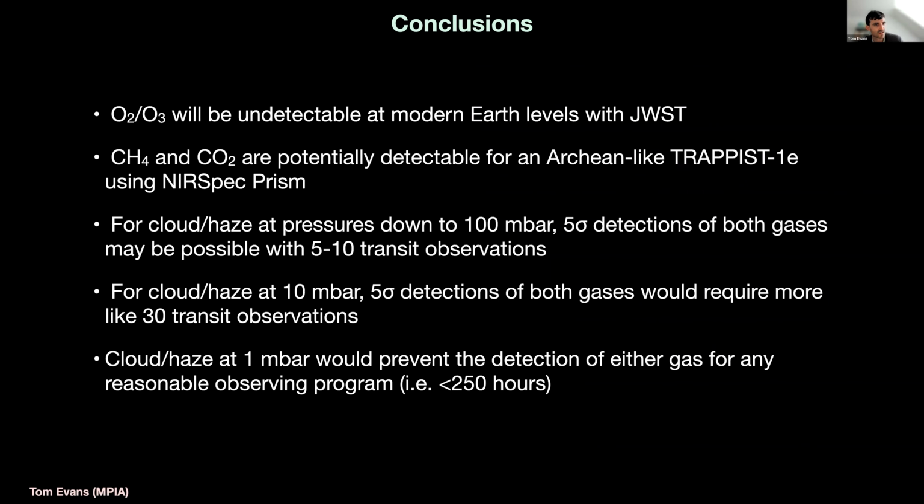But if there is cloud or haze at around 10 millibar, which is where photochemical haze might start becoming significant, then 5 sigma detections of both these gases would require more like 30 transit observations. Whereas if you've got cloud or haze at 1 millibar pressures, then it's almost certainly going to prevent the detection of either gas for any reasonable observing program. And yeah, with that, I'll conclude, and thanks for listening, and I'm happy to take any questions.